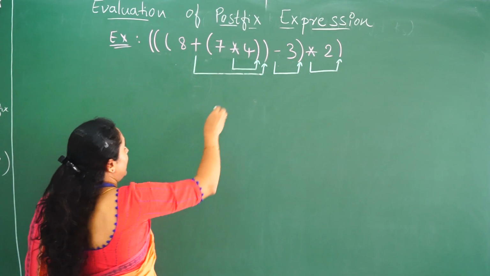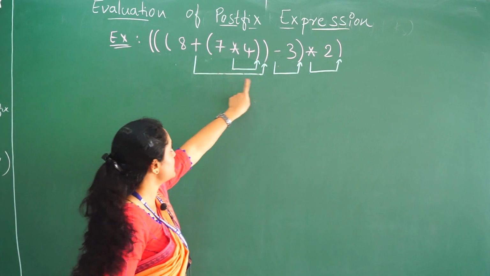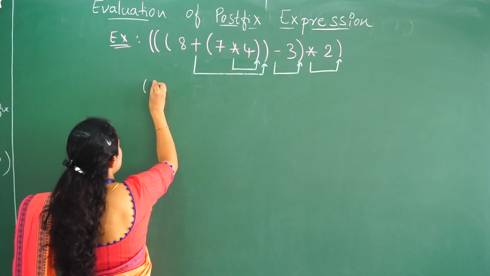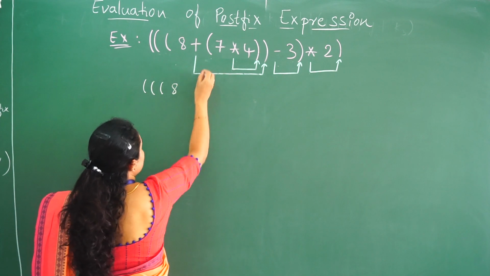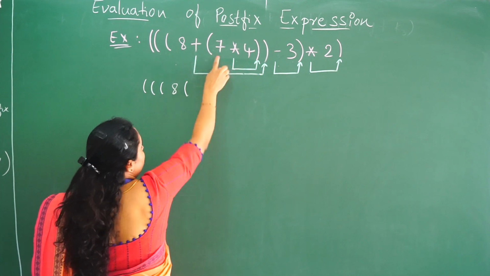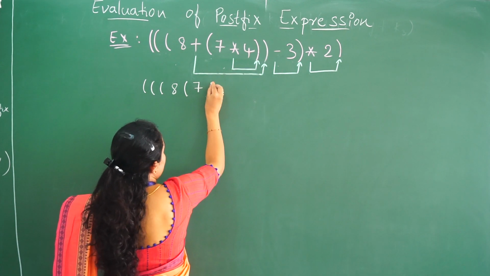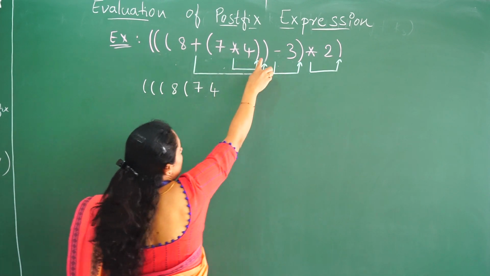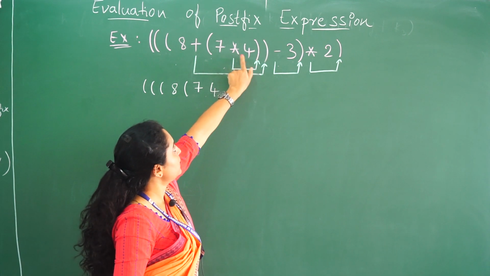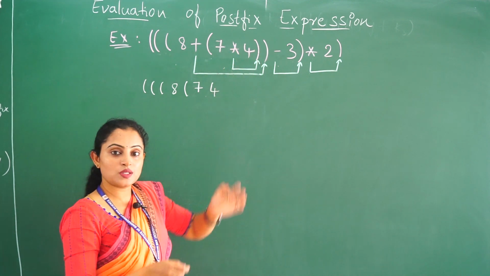Now let's eliminate the right parentheses and replace them with the operators as I indicated here. So 8, and plus I am not going to write because I am going to replace this. Next left parenthesis 7, asterisk I am not writing, 4 and right parenthesis encountered. Initially we indicated this with an asterisk to be replaced, so the right parenthesis is going to be replaced with asterisk.